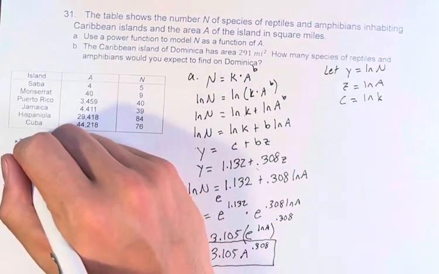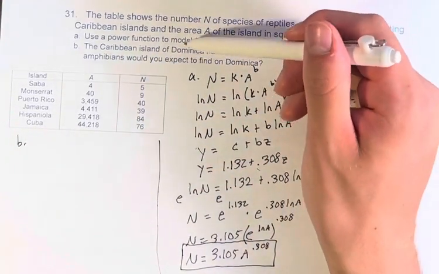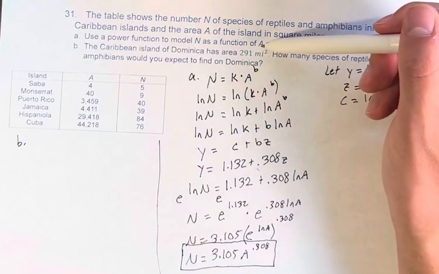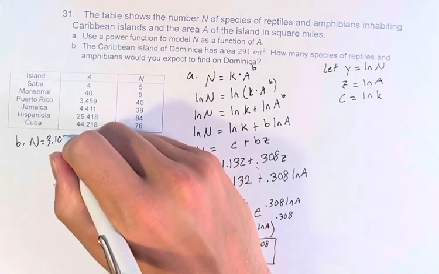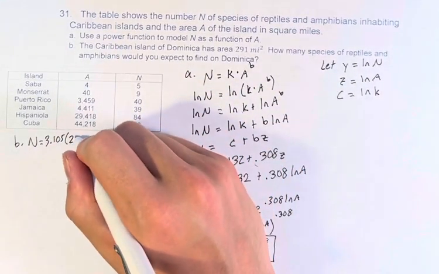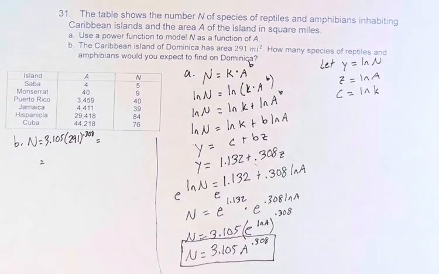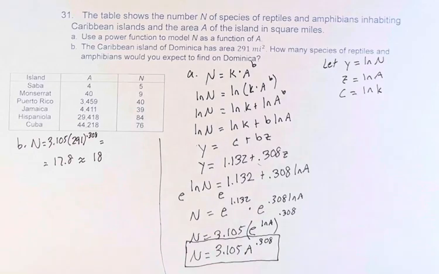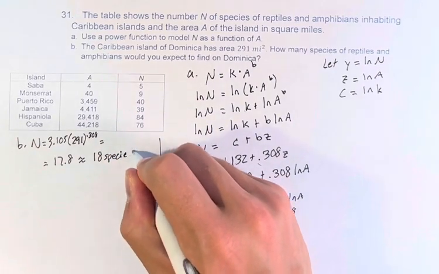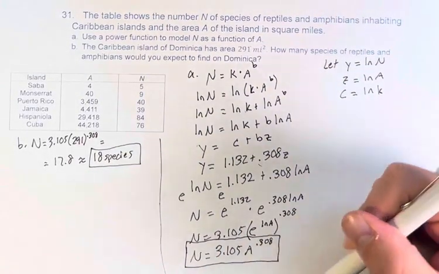So now we can actually do part B. I'll do it over here. We have the island of Dominica has an area of 291 square miles. So if we plug in n is equal to 3.105 times 291 to the 0.308, what we get is roughly 17.8. We can round this to 18 and say we would expect to find 18 species of reptiles and amphibians on the island of Dominica based off of this area, based off of this function that we got from this data.